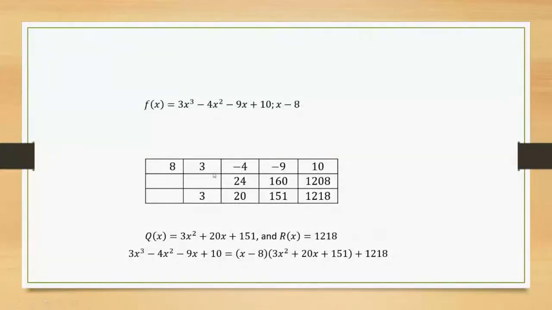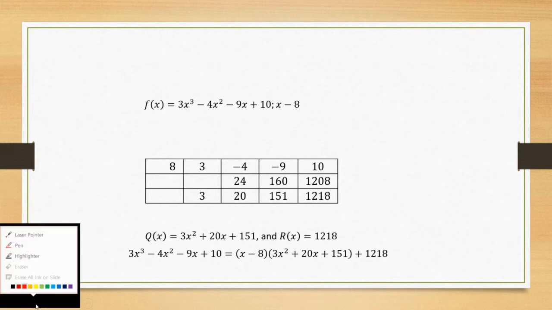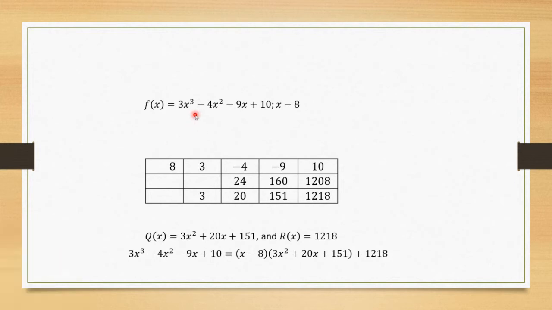So for the third one, I think I went kind of quick here. Again, we have our polynomial: 3x cubed minus 4x squared minus 9x plus 10. That's our dividend. It's already in standard form and we're not missing any terms, so we don't have to use 0 as a placeholder.